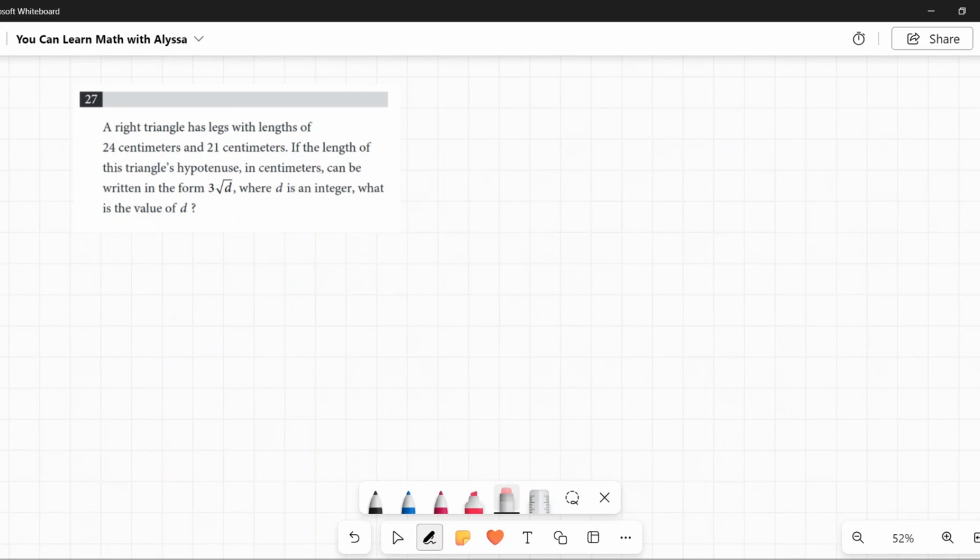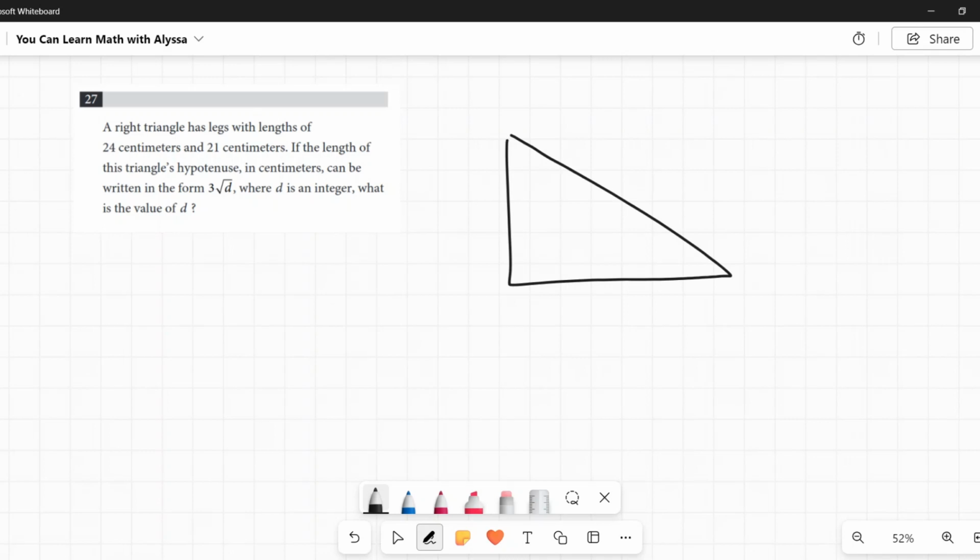Number 27. A right triangle has legs with lengths of 24 centimeters and 21 centimeters. So right off the bat, I want to draw it. It's not half bad. All right, so a right triangle and its legs are 24 and 21 centimeters. If the length of this triangle's hypotenuse in centimeters can be written in the form 3 square root of d, where d is an integer, what is the value of d? There are 2 ways right off that I can see doing this. I'll show you both ways.